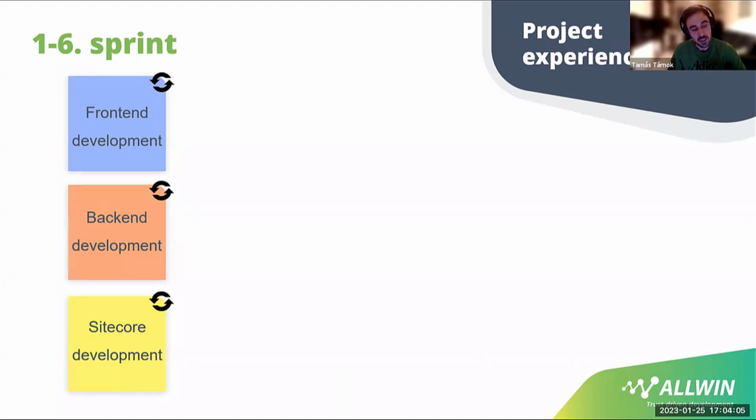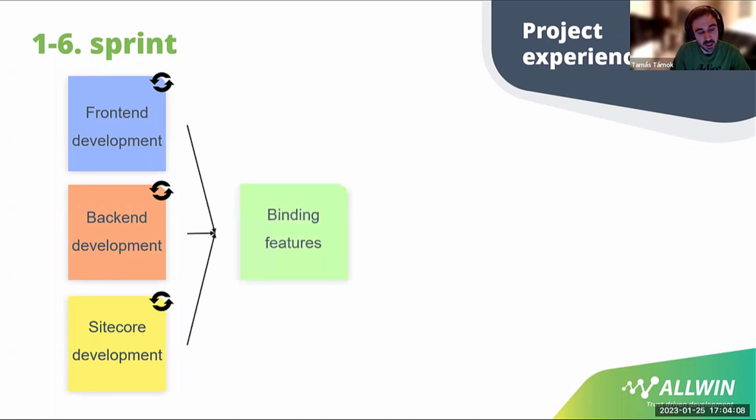So in this sixth sprint, the development was actually going on, but we couldn't bind the features together. So at the end of the sixth sprint, we finally bound and integrated everything together. So the Next.js application was not using mocks anymore, but connected to real APIs and real Sitecore.